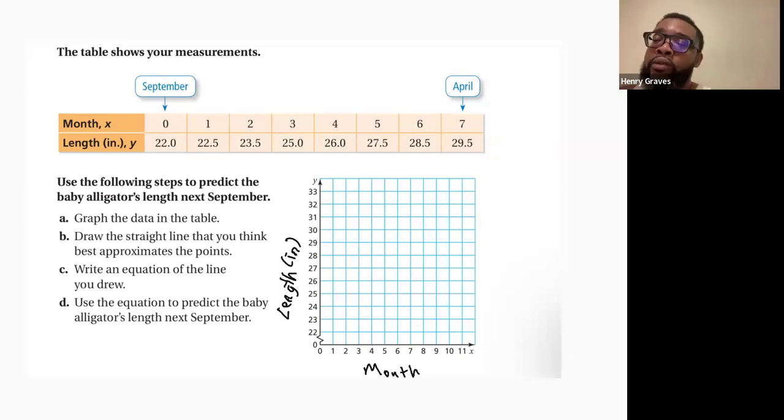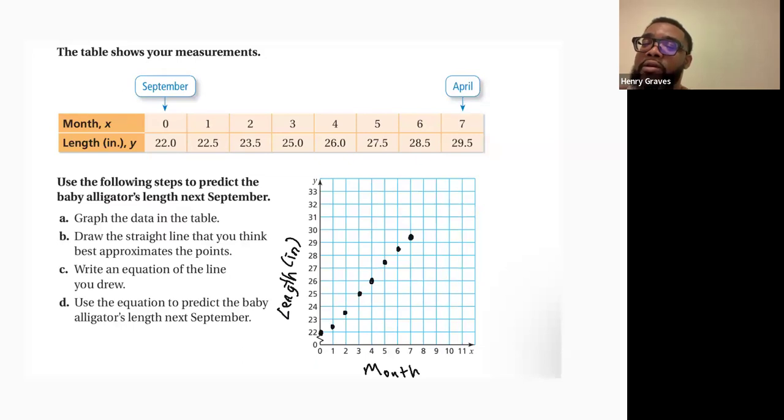So if I start by graphing, 0 is going to be at 22 here. Then 1 is going to be at 22.5, which is here. 2 is going to be at 23.5, which is here. 3 is going to be exactly at 25. 4 is going to be at 26. 5 is going to be at 27 and a half. 6 is going to be at 28 and a half. 7 will be at 29 and a half. Now I'm going to go ahead and draw a straight line.